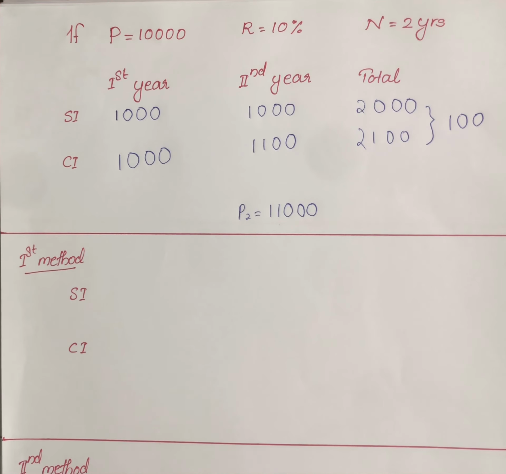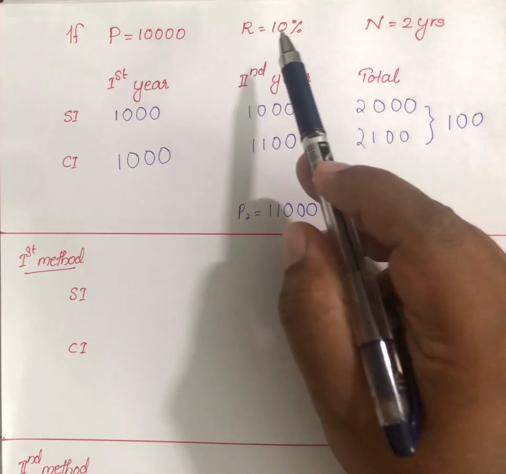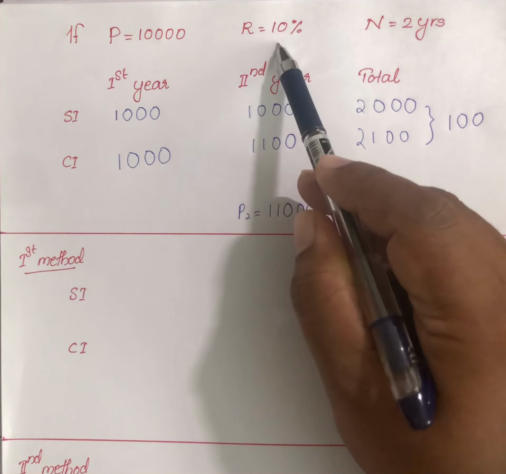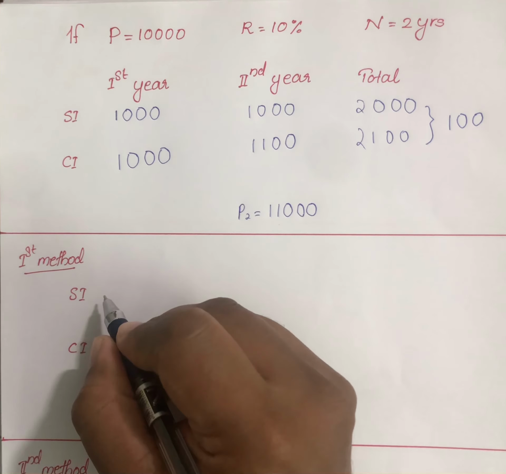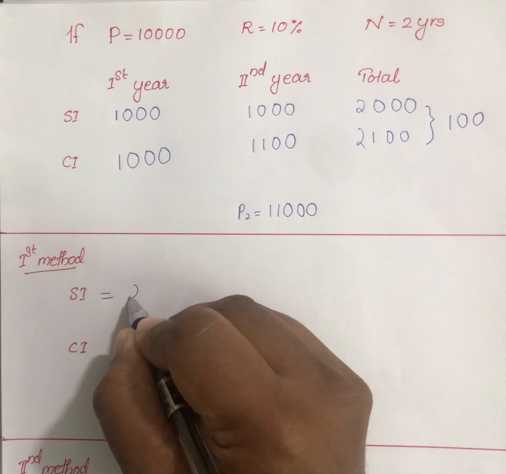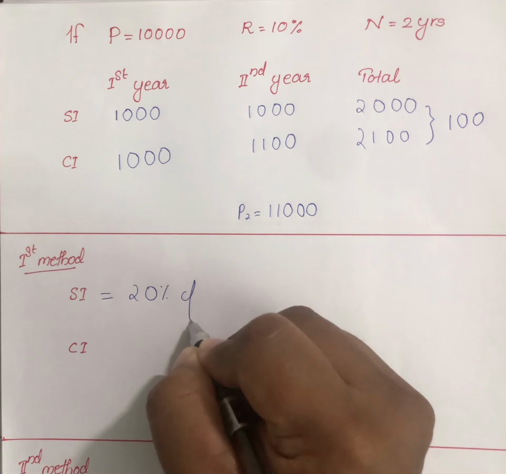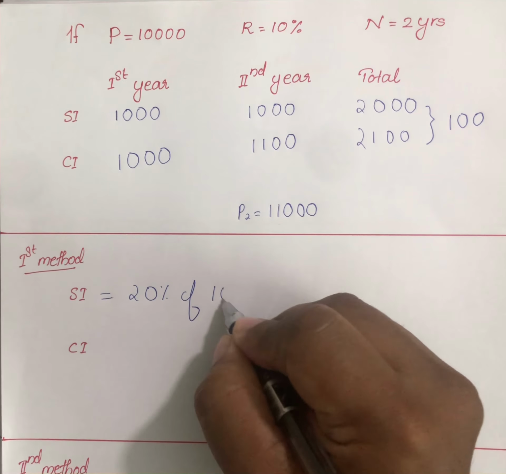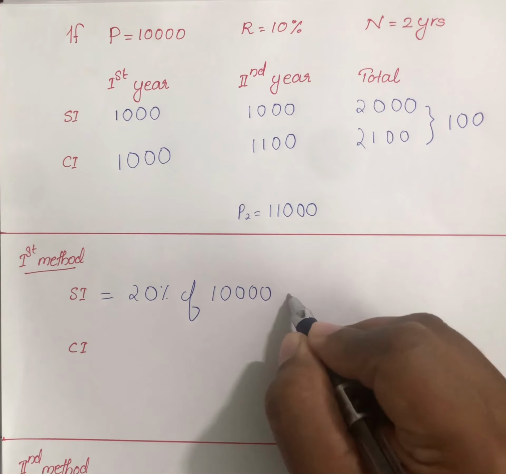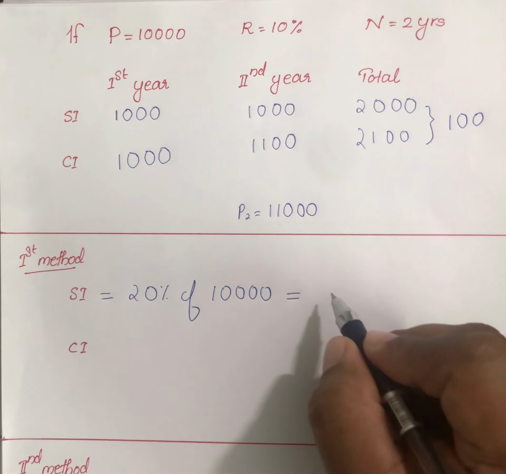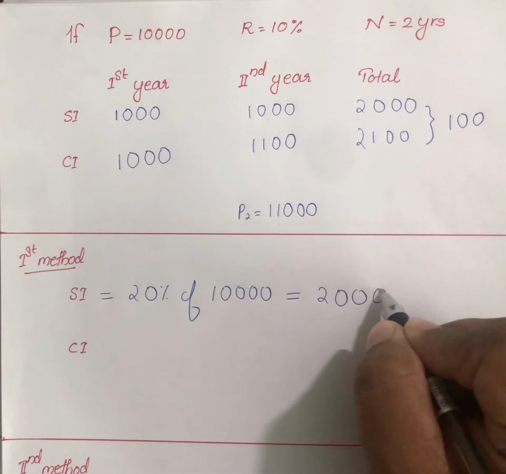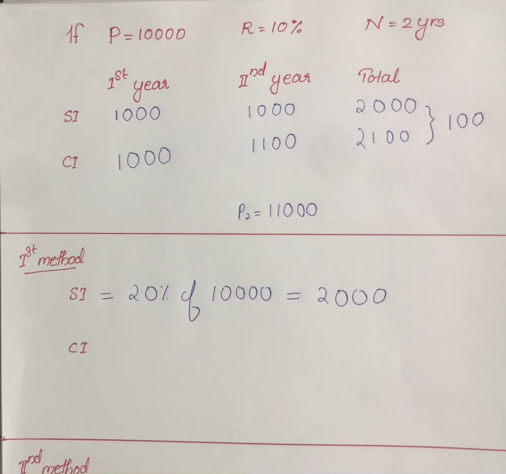Now I'll be discussing two methods in which we can find SI and CI. The first method, as I already told, SI is NR% of P. That is 1 year 10%, so 2 years totally 20% of the principal, which is 10,000. So 2,000 will be the SI. So you got it.